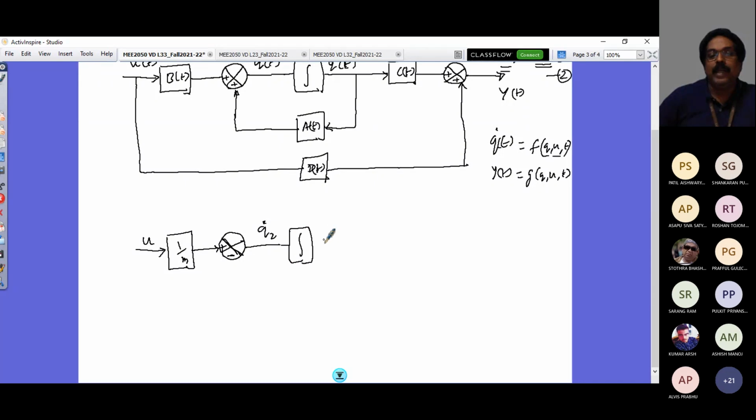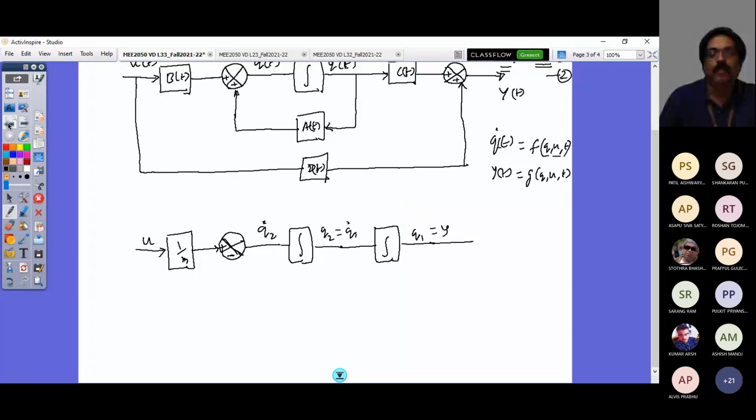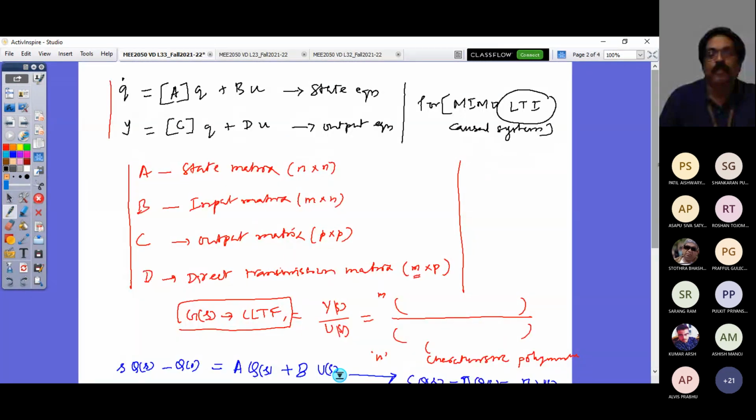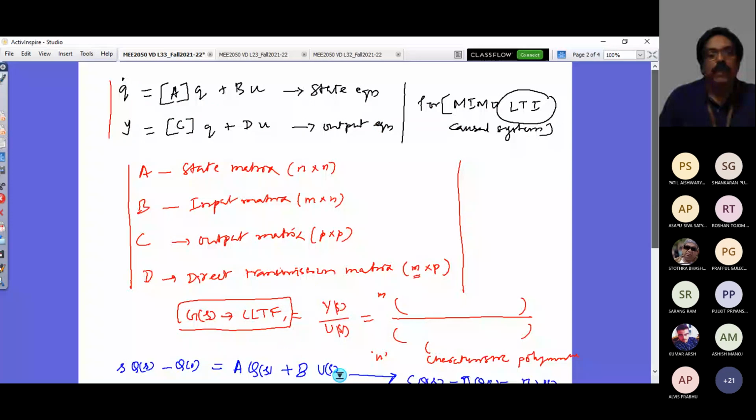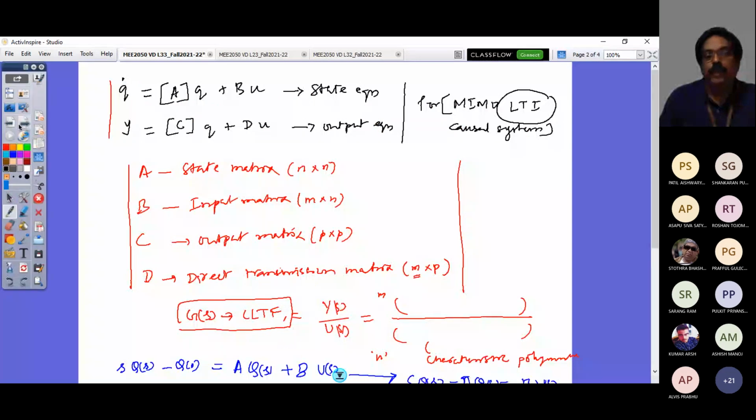I'll get q2. Here q2 is q1 dot that we have seen, and then again I'll have another integrator, and I'll get q1. So q1 is my y. Q1 is my y. So now my equation is what? Here I have my right hand side. So your equation is this equation. You have to look at this equation, this second equation.